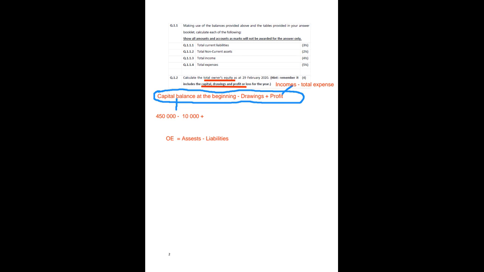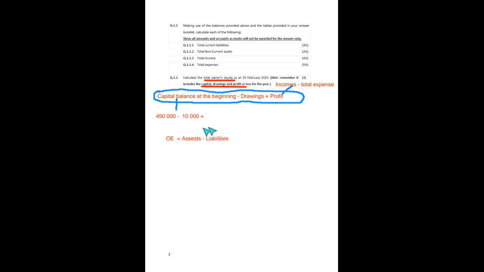The reason why they were very specific here that you must use capital, drawings and profit is because there were two ways. If they cannot tell you which method to use, it means you can choose this method or this method. Can you see now? They must always tell you which method to use. If they don't, you can choose whatever method. Next time they can say you must use assets and liabilities.